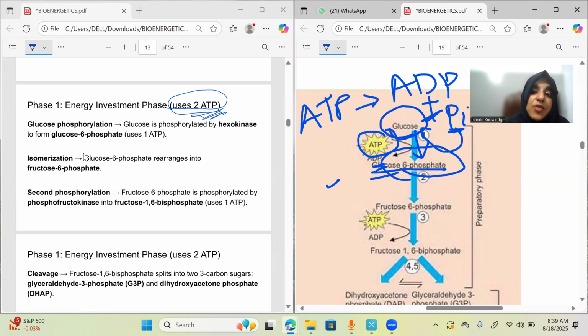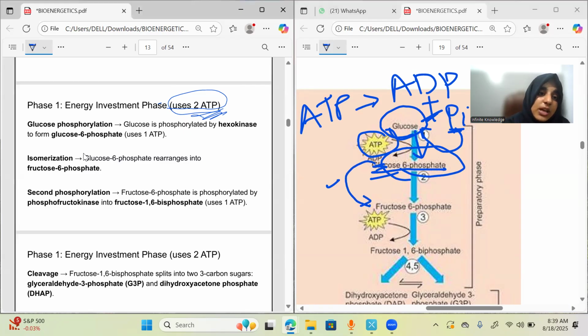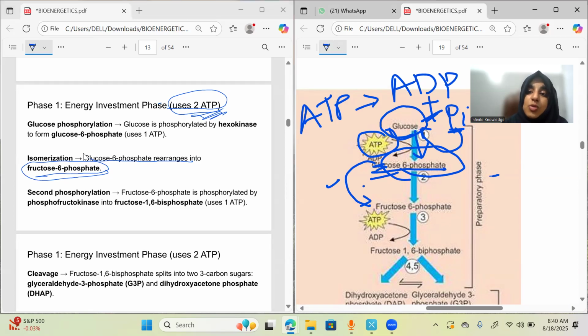Now this glucose 6 phosphate rearranges into fructose 6 phosphate. As you can see over here, how does it rearrange? Because glucose and fructose are both isomers. Why are they isomers? Because both of them have the same chemical formula but different structures. So they can easily rearrange into one or the other. That is why glucose 6 phosphate is converted into fructose 6 phosphate.